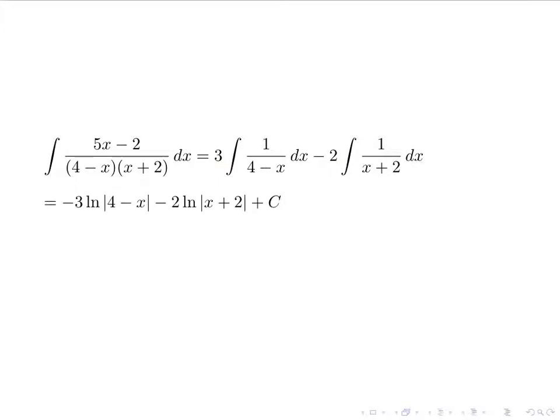So I end up with a negative 3 because I have a negative x down here, so du would be negative dx. So negative 3 ln of absolute value of 4 minus x minus 2 ln of absolute value of x plus 2. So if u is x plus 2, du is dx, and there's no extra coefficient out front for that guy. Okay.